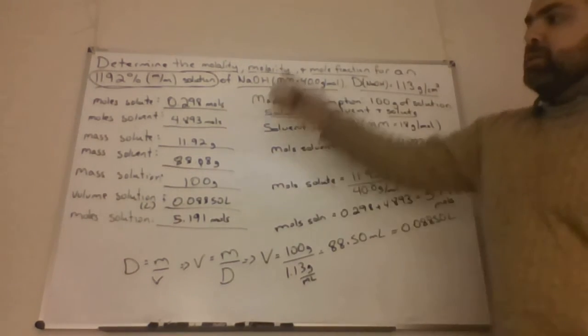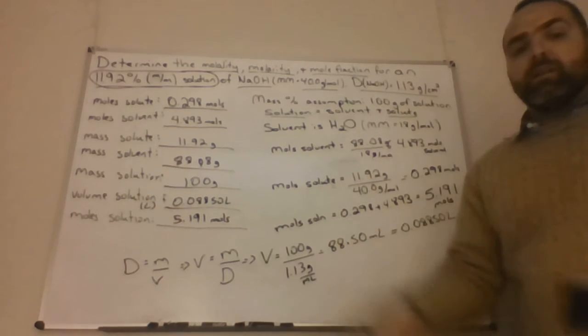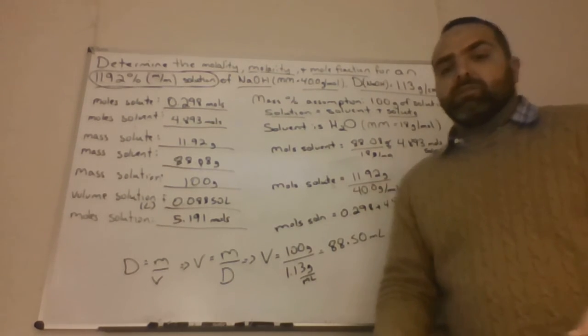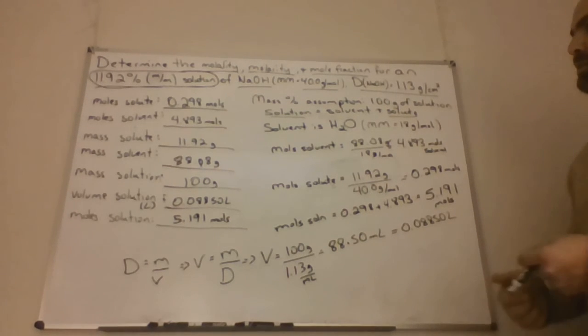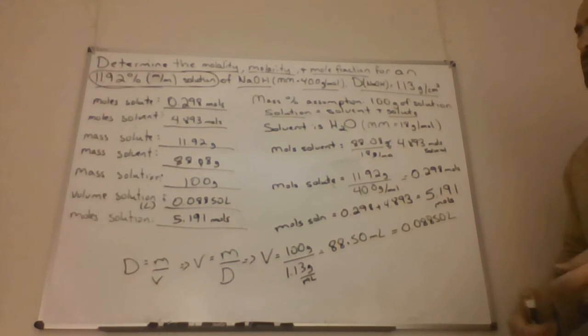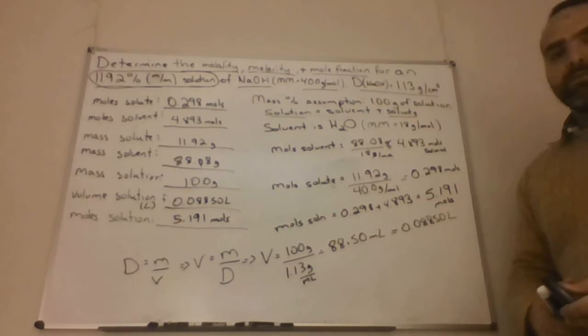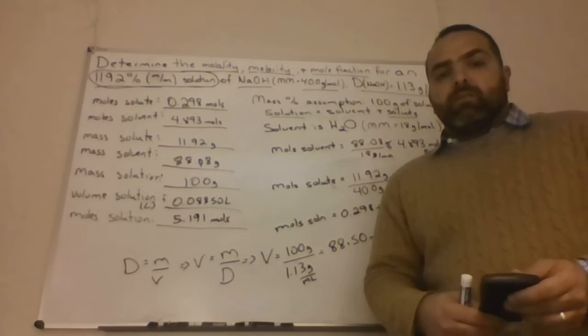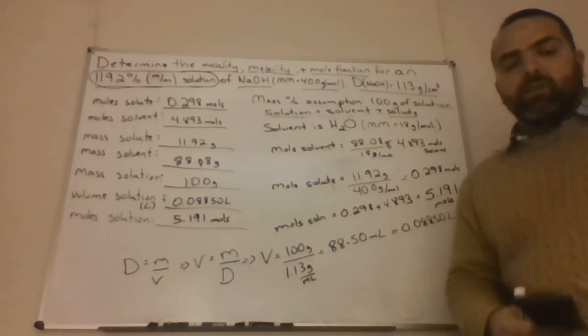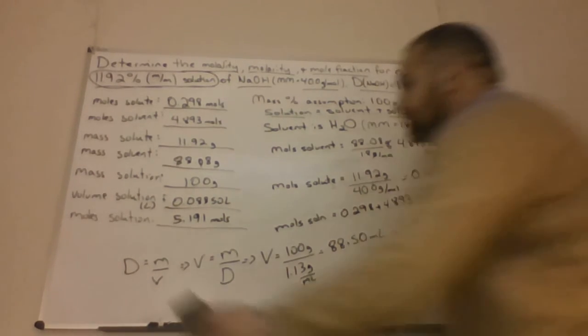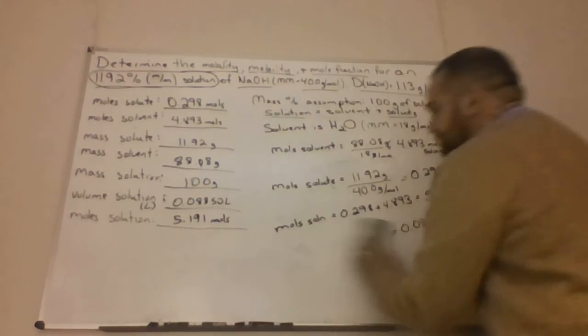So now we have all of these different components. We can calculate the different units of concentration. So I'll give you a few seconds to look over this, and I'll erase it. And we'll move on to calculating the different units of concentration. All right. Here I'm going to erase this.